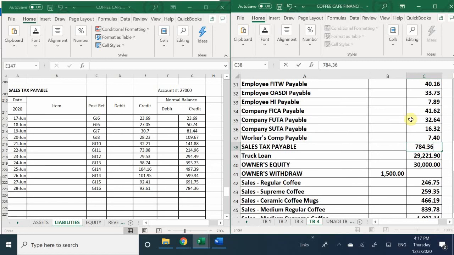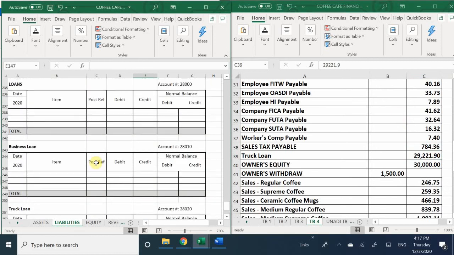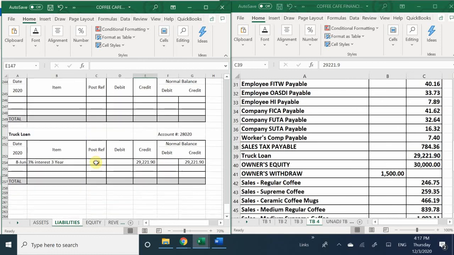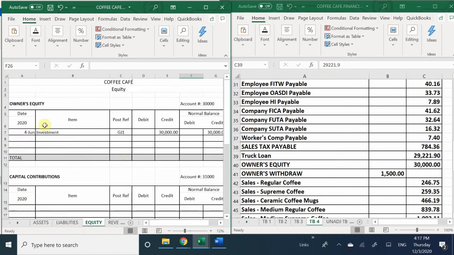$784.36. 784.36. Good. Okay. All right, truck loan has not changed. No. Okay, good. So now we're going to go to equity. All right. Did our equity account change? No, it should stay at 30,000.